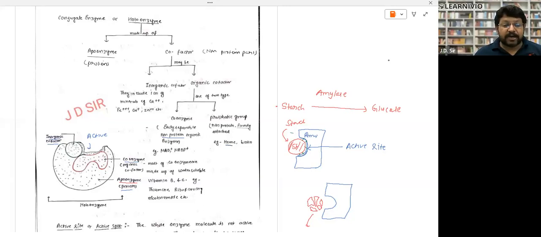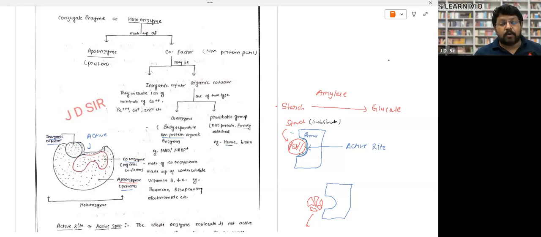Where this starch molecule gets fit, that part is called the active site. At the active site, the substrate, which is starch here, gets fit, and after that it is broken down into glucose, right? That's how. So the active site is that functional site of the enzyme where the substrate actually attaches and the reaction starts.